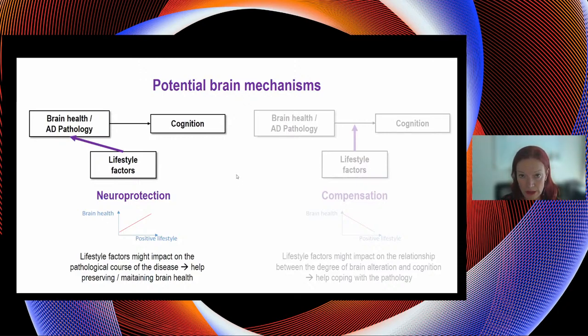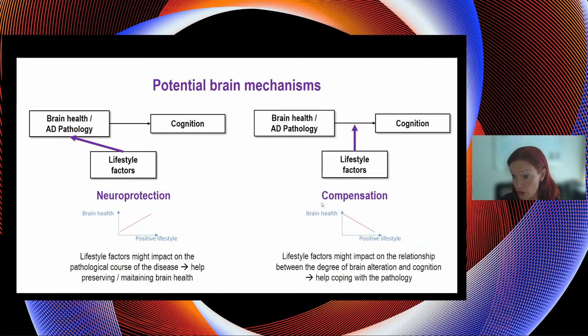Reserve is supposed to be supported by distinct mechanisms. Neuroprotection illustrates direct effects of lifestyle factors on brain health and AD pathology. In this case, you would expect a positive lifestyle to be positively associated with markers of brain health, so that those positive lifestyle factors would help preserve and maintain brain health.